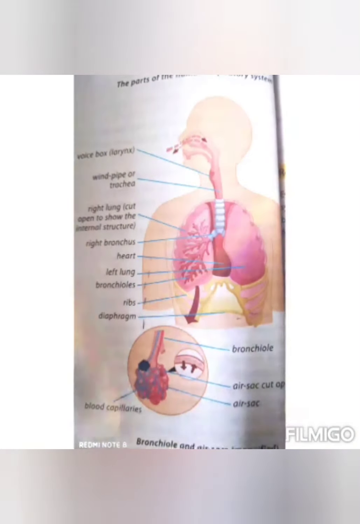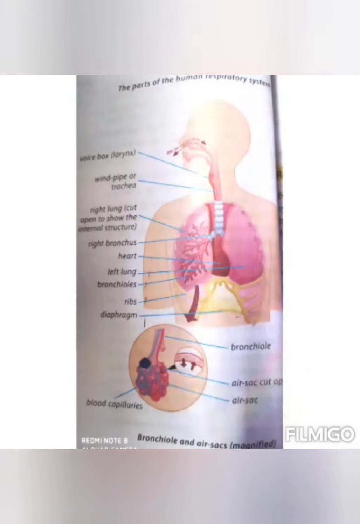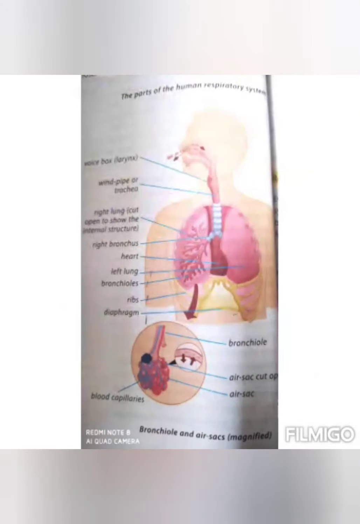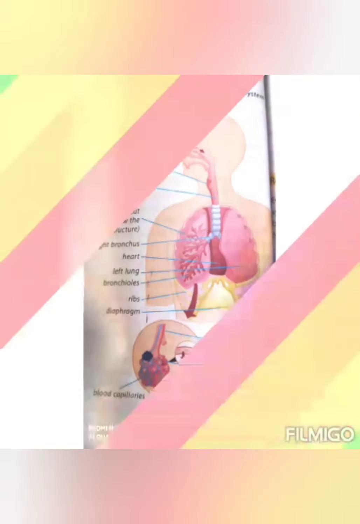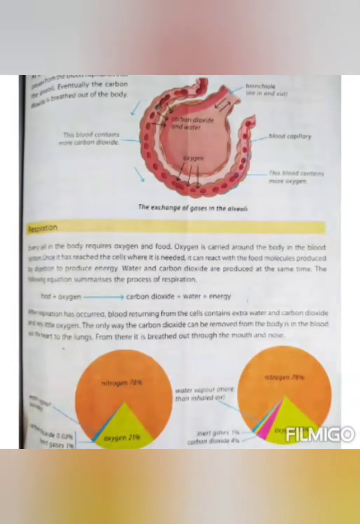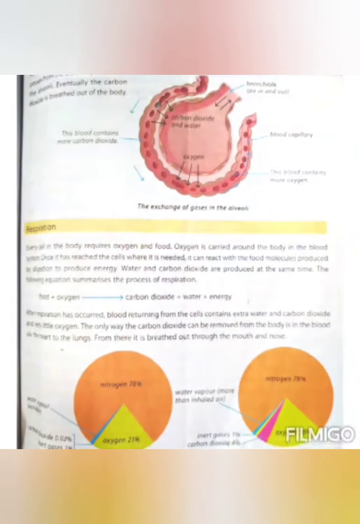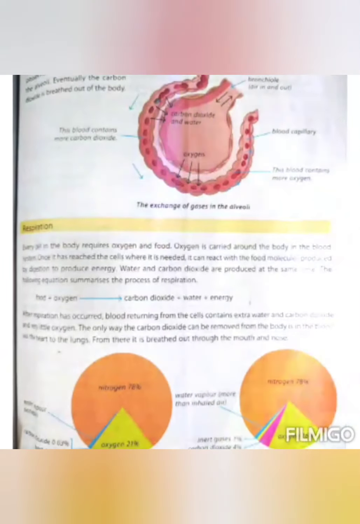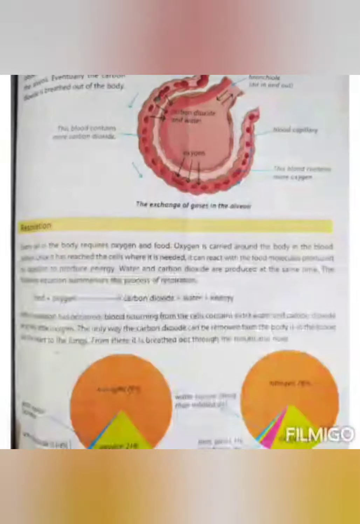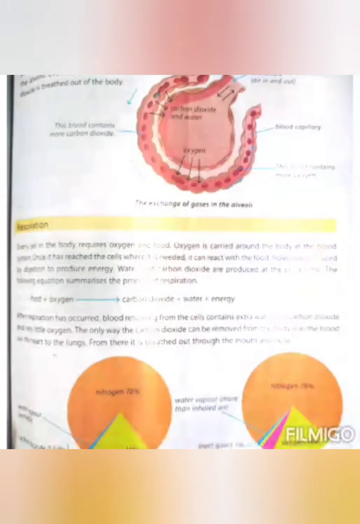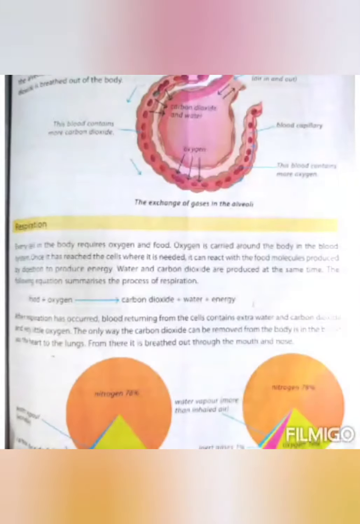This is the diagram of page number 10. Learn it, draw it in your journals. It's very important. All the labeling should be learned by heart. On page number 13, you can see that the exchange of gases is occurring in the alveoli, and at the bottom there is a difference between exhaled air composition and inhaled air composition. Oxygen is more in inhaled air and less in exhaled air.